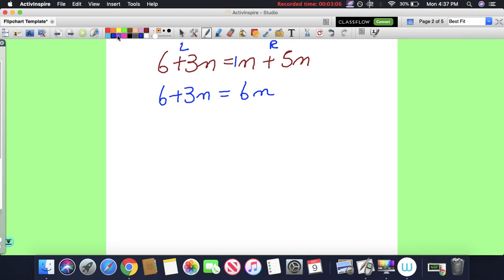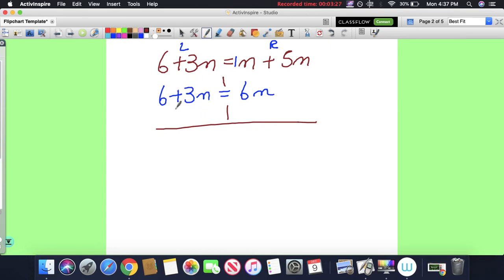Step 3 says if you have variables on both sides, get rid of one of them. I personally suggest you get rid of the small one. So between 3n and 6n, well, there's a variable on the left side and the right side. One of them has to go, because otherwise I can't solve it. So I am going to get rid of the 3n.